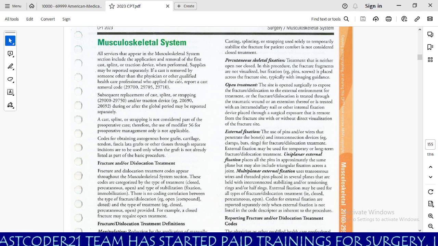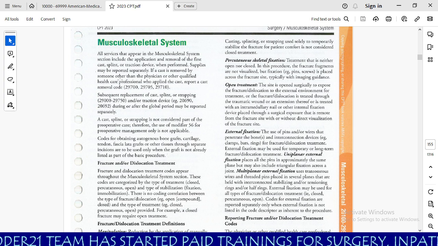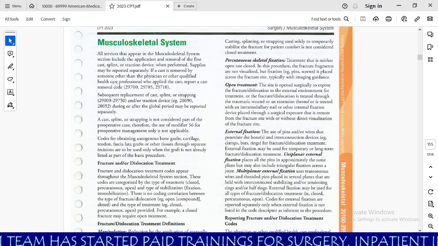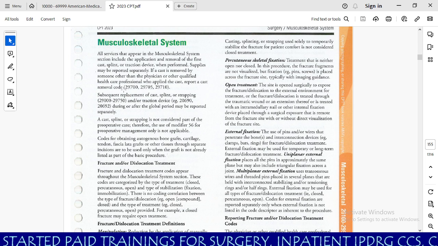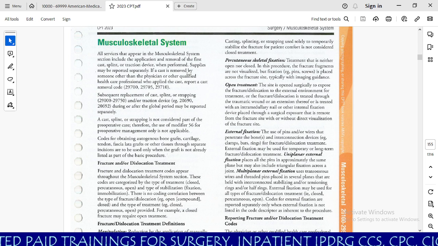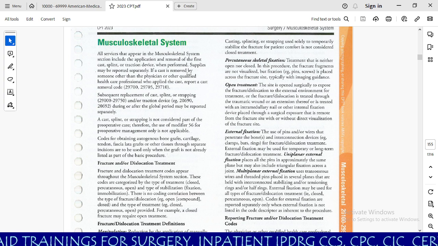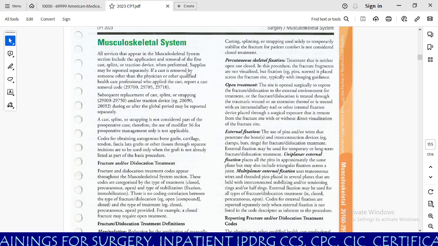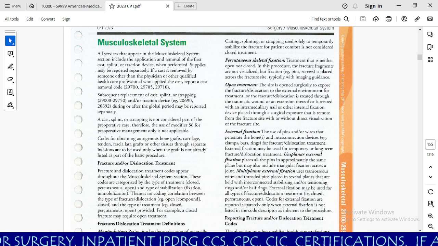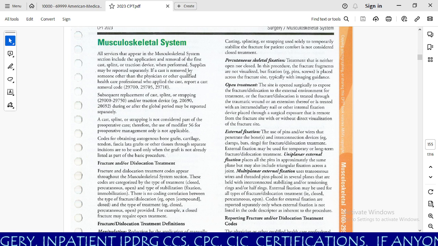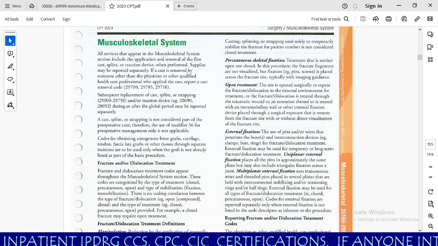Okay. If a cast is removed by someone other than the physician or other qualified healthcare professional who applied the cast, report a cast removal code. What is the meaning of this? For example, physician A applies the cast or splint. If physician B removes the cast or splint, we need to code 29700, 29705 and 29710.